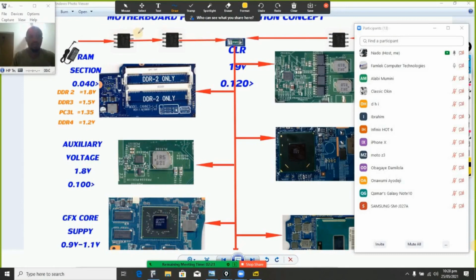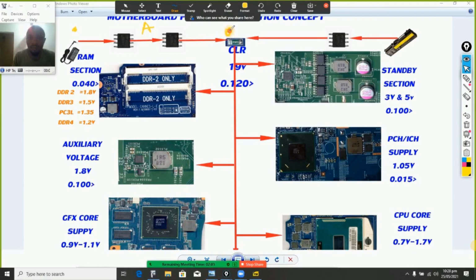Firstly, from this point here to this point here, we can tag it as point A. Let me cancel this so that we have enough view. From this point to this point, we can tag it as point B. From this point to this point as well, we can tag it as point C. If there is a problem within point A, the laptop will not power because this is the section where the charger is controlling.